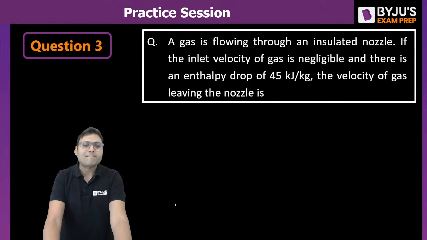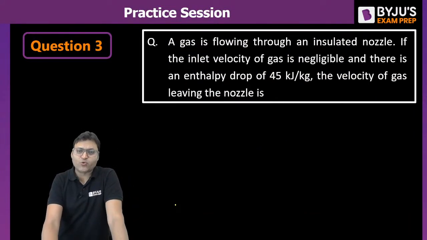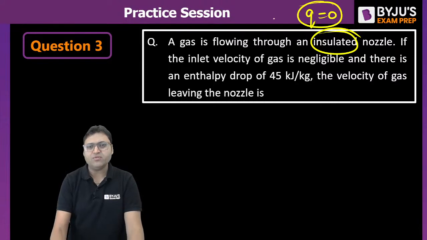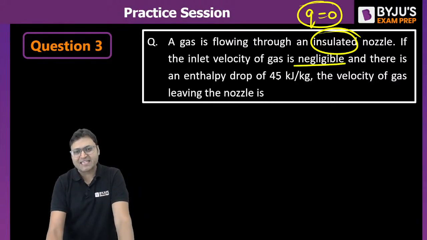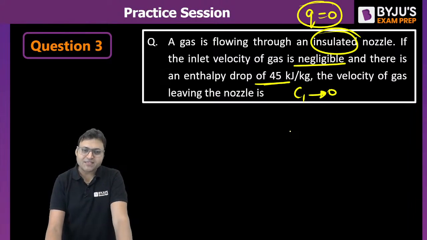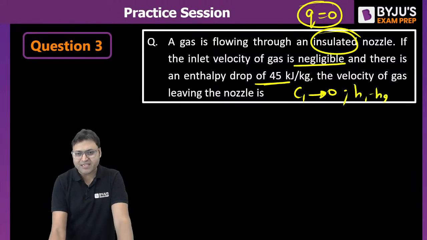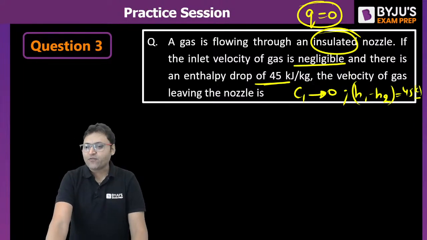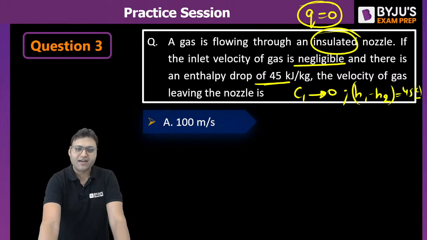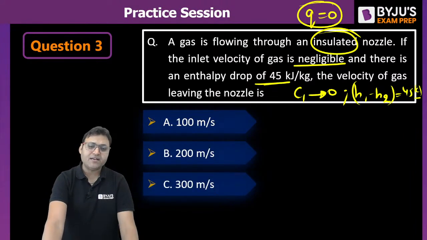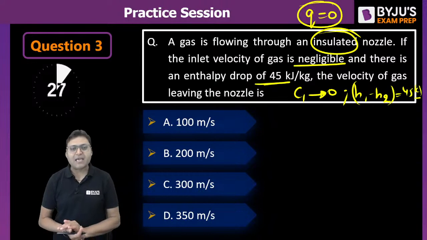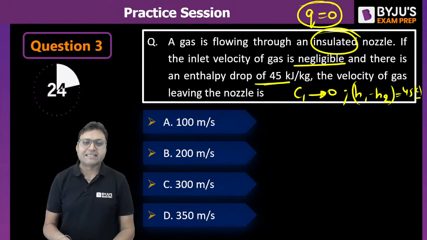Question number 3 says a gas is flowing through an insulated nozzle. What is the meaning of insulated nozzle? It means the heat transfer is equal to 0. If the inlet velocity of the gas is negligible, it means C1 is also 0. And there is an enthalpy drop of 45 kilojoule per kg. That is specific enthalpy, so H1 minus H2 is given as 45 kilojoule per kg. The velocity of the gas leaving the nozzle, we need to find out C2. Options are 100 meter per second, 200 meter per second, 300, or option D says 350 meter per second, and your time starts now. The question is to find out C2.